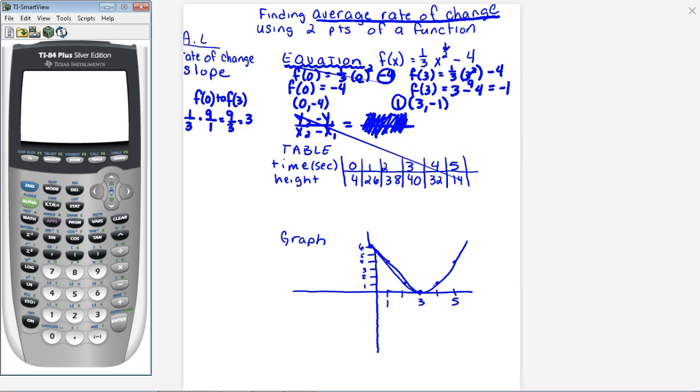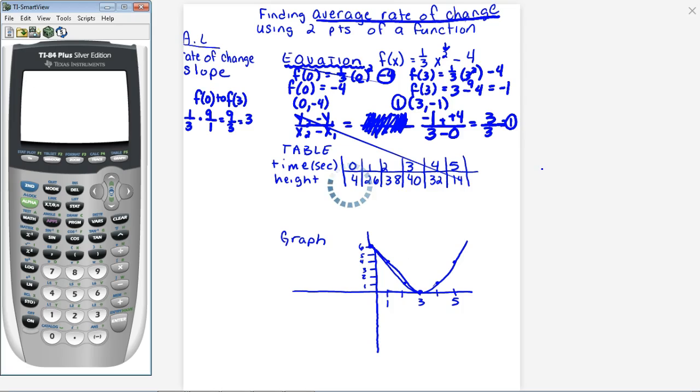Y is -1, my x is 3, my y over here is -4, so right, I have to subtract -4, and 3 minus 0. So -1 plus 4 is positive 3 over 3 minus 0 is 3. Oh, look, my average rate of change is 3 divided by 3, which is 1. Okay?